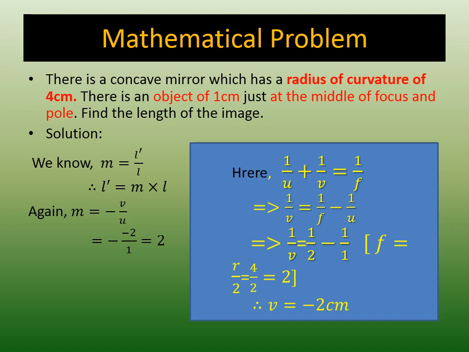Think about the figure number 5. The image was erect and magnified. 2 means the image is double the object. Now L prime is equal to m multiplied by L. The value of m is 2 and the value of L is 1. So the length of the image will be 2 centimeter.